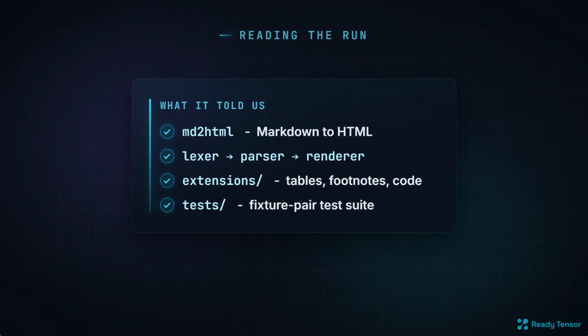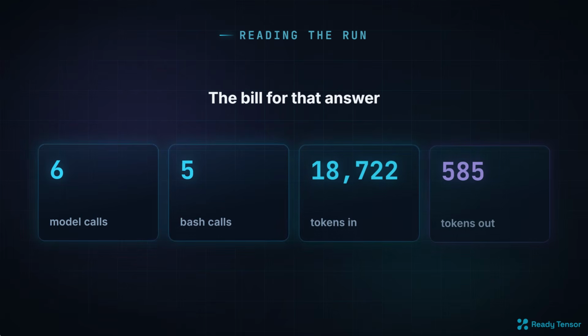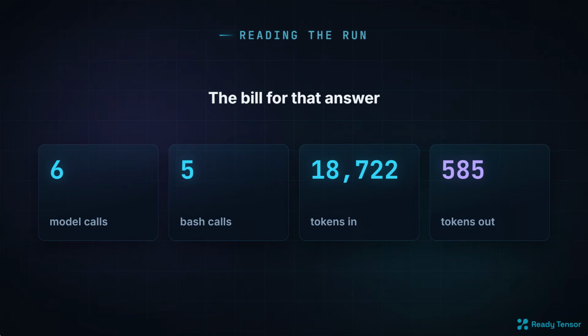Start with the answer. This is what it told us. A markdown to HTML tool, a 3-stage pipeline, some extensions, a test suite. The agent did give us a good summary. Now let's look into how it got there. Here's what the run cost. 6 round trips to the model, just 5 bash calls. Under 19,000 tokens in, under 600 back out.